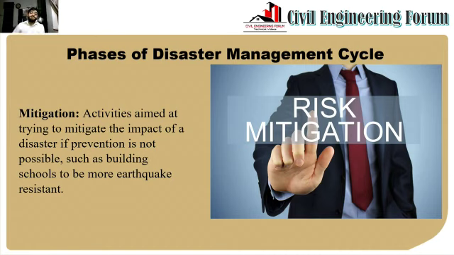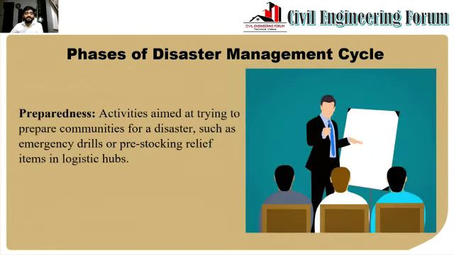Then the third stage is preparedness. Activities aimed at trying to prepare communities for a disaster, such as emergency drills or pre-stocking relief items in logistic hubs. This is a very important phase of the disaster management cycle, where we are spreading awareness about the disaster. We can teach people how to act during any disaster such as an earthquake or fire or any other emergency. We can carry out emergency drills which can save numerous lives.